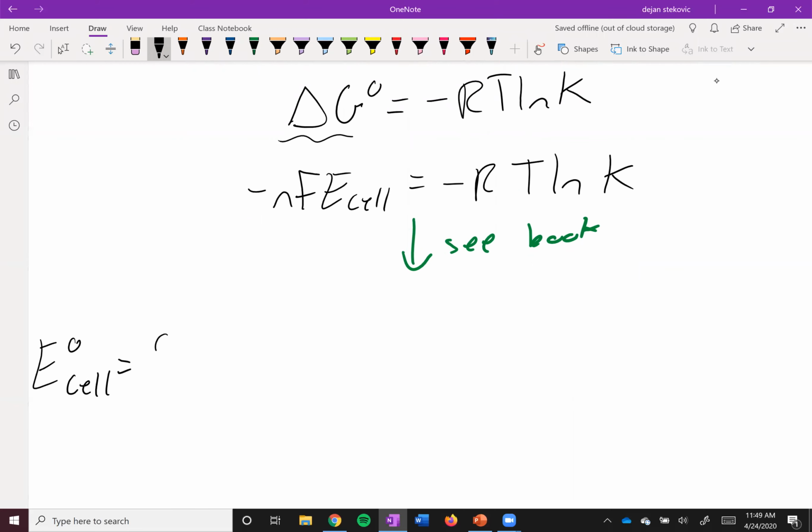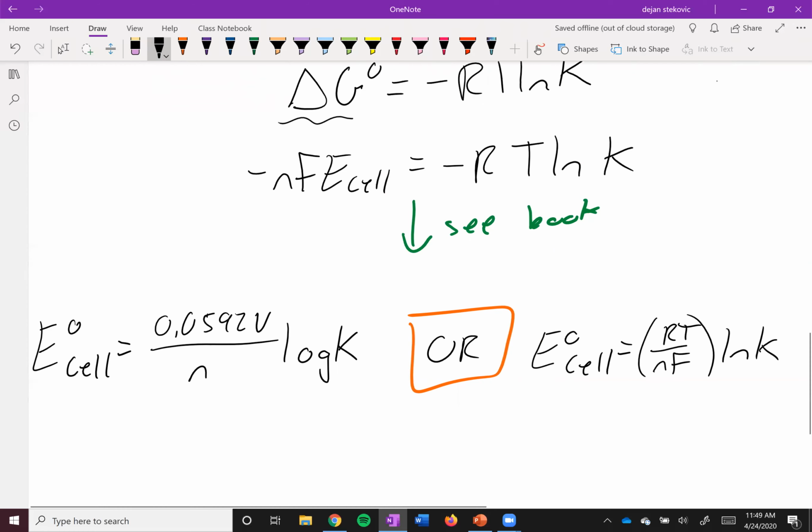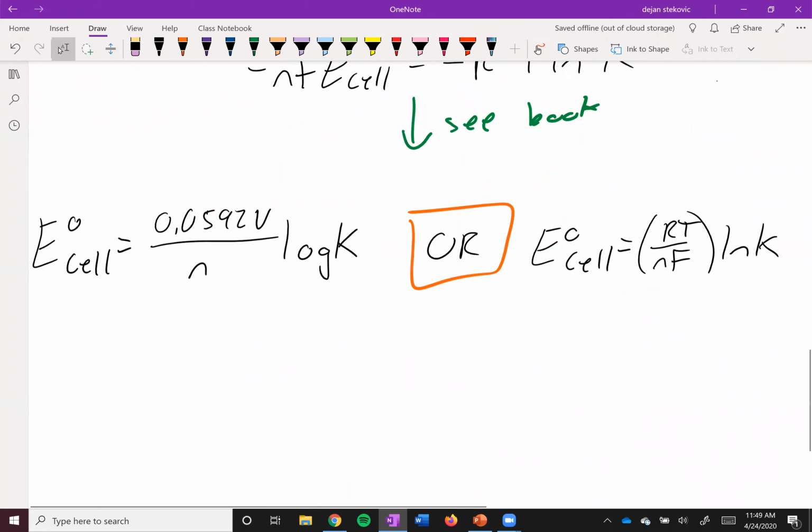So E cell equals 0.0592 volts over n times the log of K, where n is your moles of electrons and K is your equilibrium constant. Or sometimes you'll see it written out slightly differently, but it's the same equation: E cell equals RT over nF ln K. They're the same equation, just written slightly differently. So you can see all of these are interrelated, and I could ask you plug and chug type of questions.